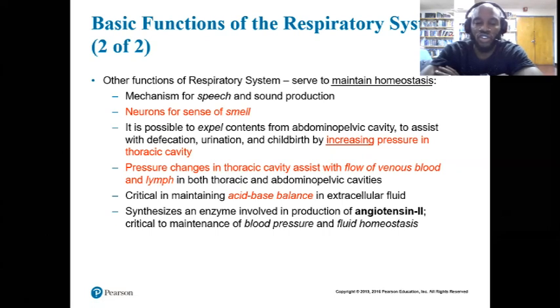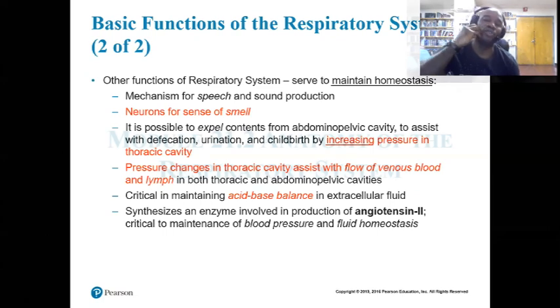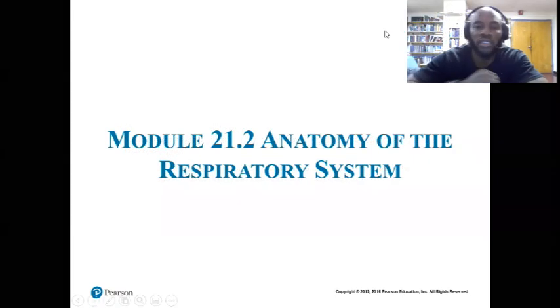The respiratory system also plays a role in your acid-base balance. We're going to talk a lot about that, based on the level of carbon dioxide in your blood, and how that can affect your body. And also, we have the synthesis of an enzyme, angiotensin 2, which helps maintain your blood pressure and fluid homeostasis. Let's discuss now the anatomy of the respiratory system.